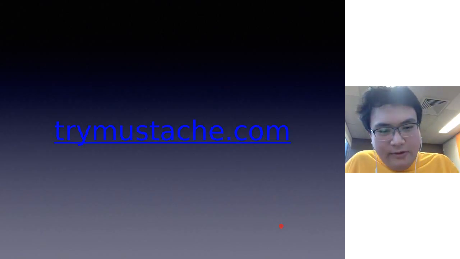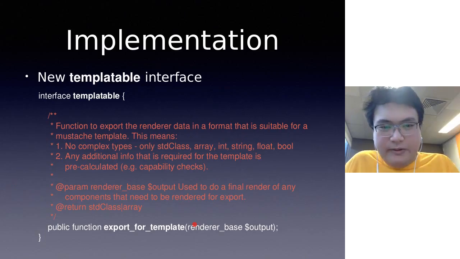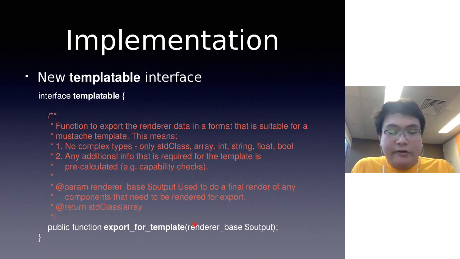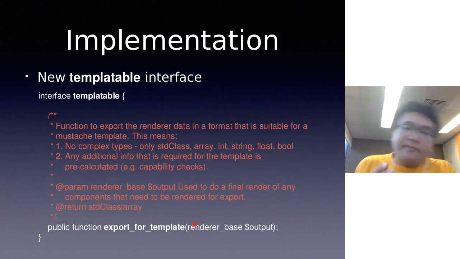Let's start talking about the underlying architecture. So, next slide. Okay, here we go. We have this new templatable interface, which lives in lib output components, and it just consists of a single function that you can implement in your renderables. Basically, you call it from a render function, and it returns either an array or an object, something like a data context that can be combined with your mustache template.